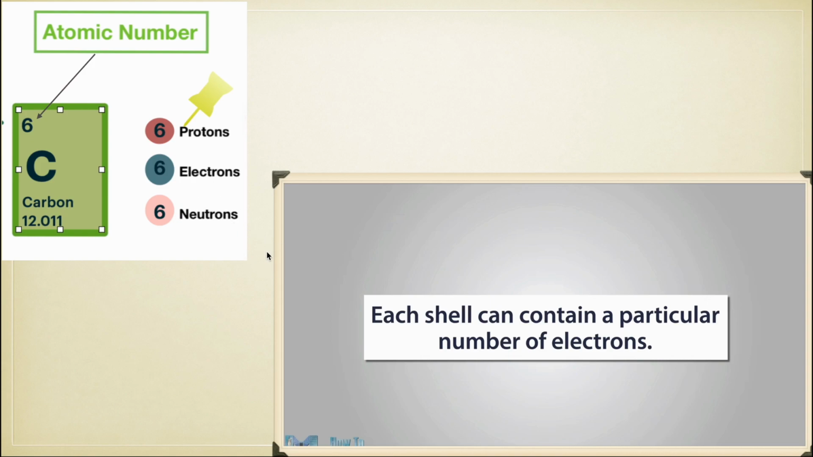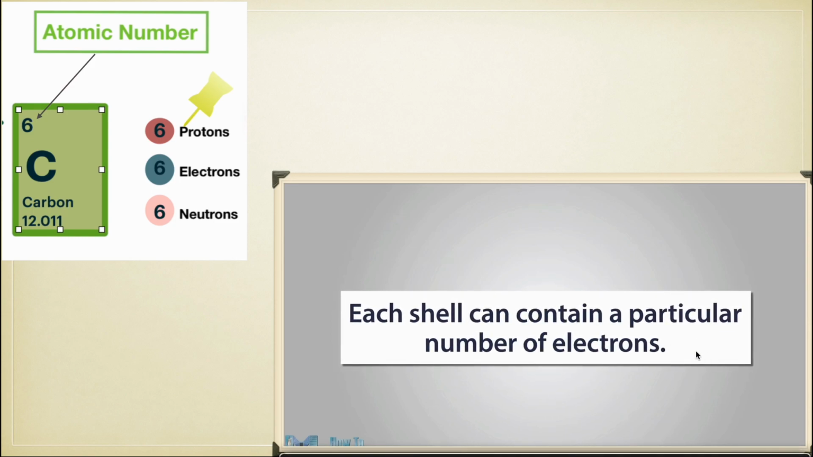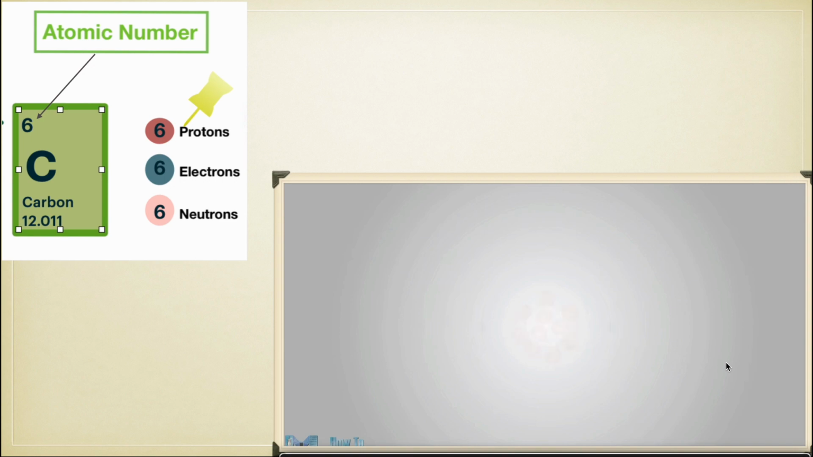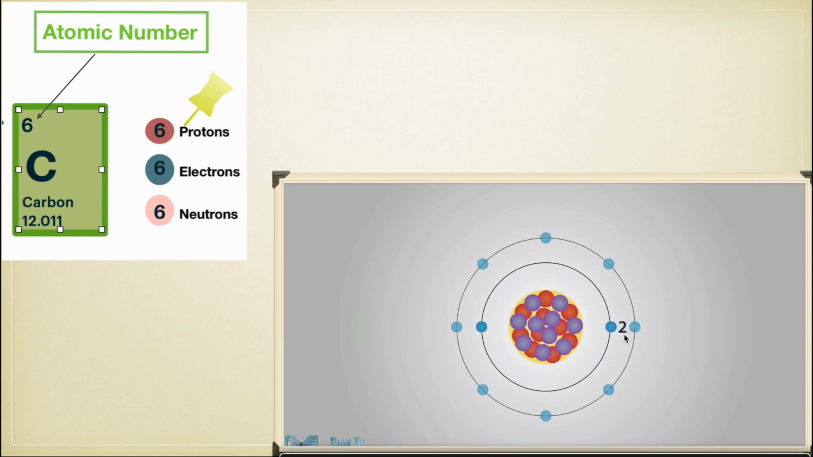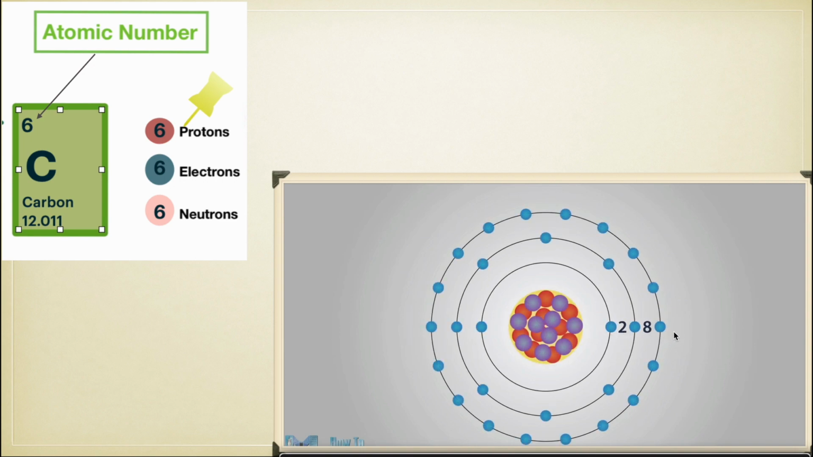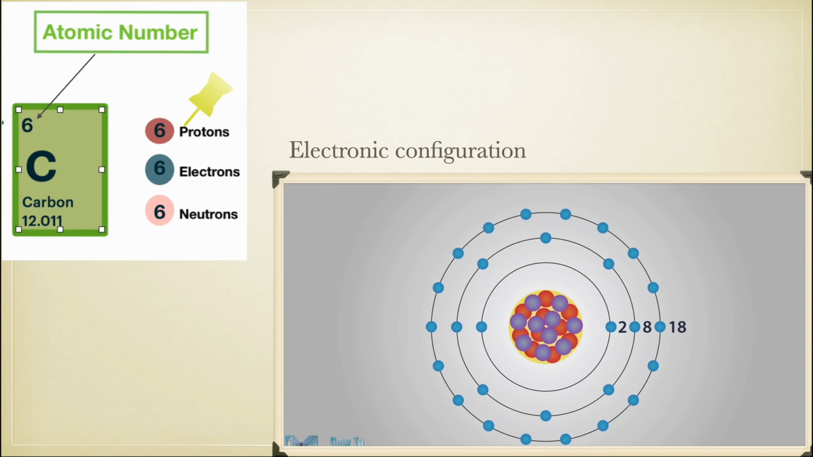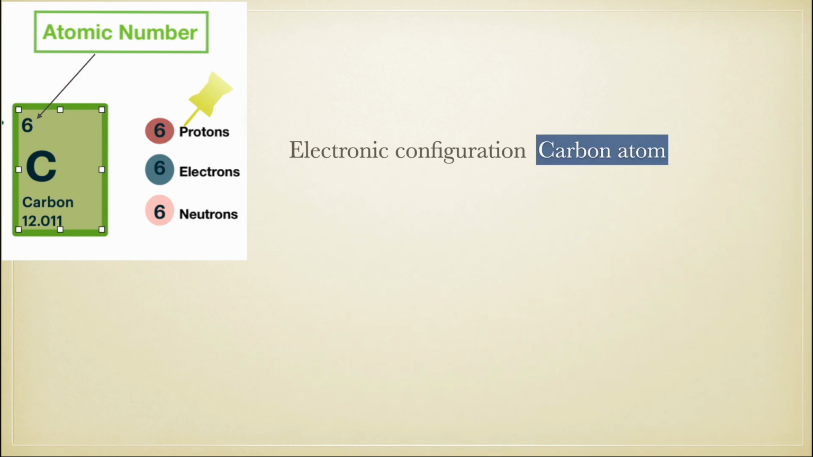Let's see how these electrons are arranged in an atom. Each shell can contain a particular number of electrons. The first shell can have 2, the second can have 8, and the third can have 18. This way of arranging electrons around the nucleus is called electronic configuration. Let's see the electronic configuration of the carbon atom. We know that the carbon atom has an atomic number of 6.